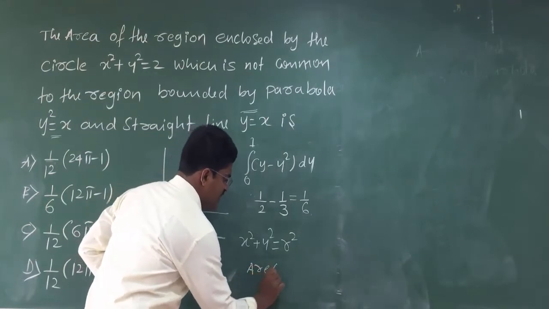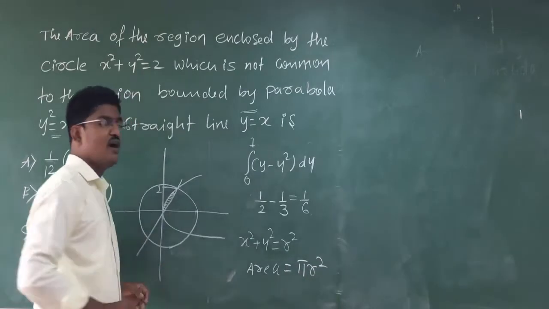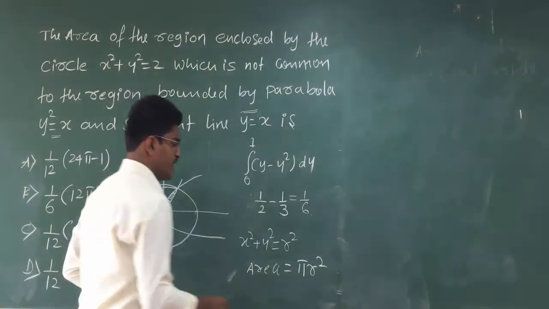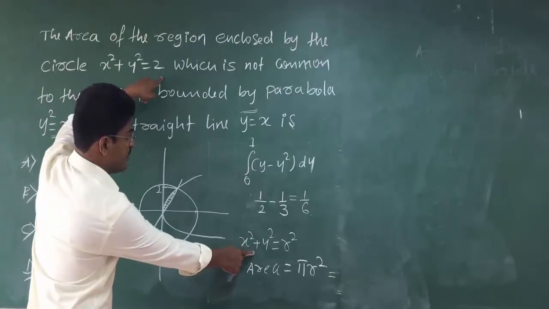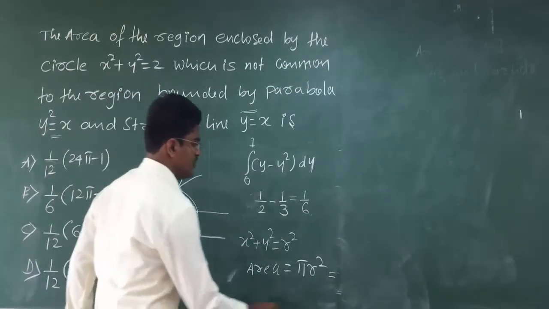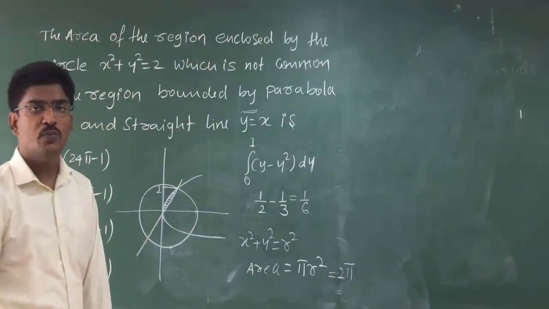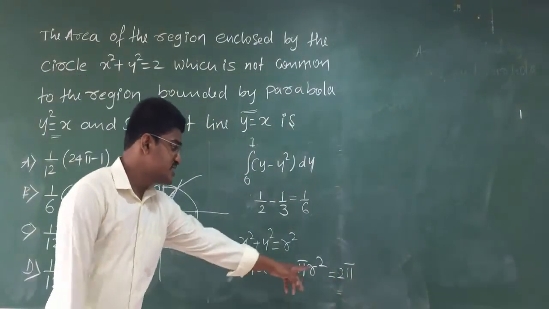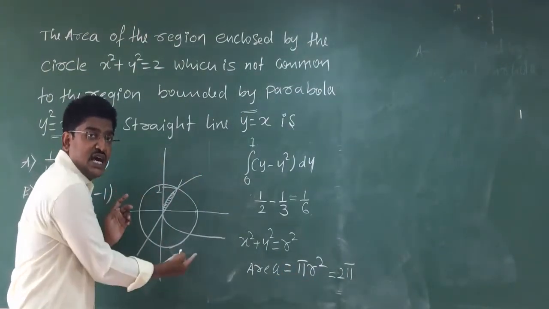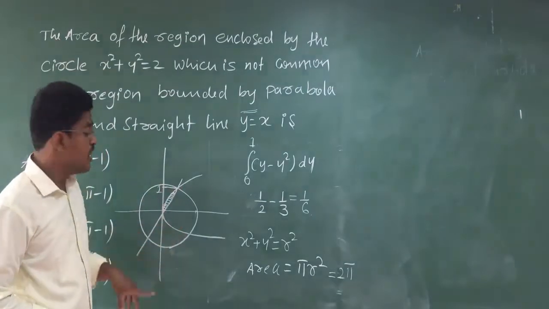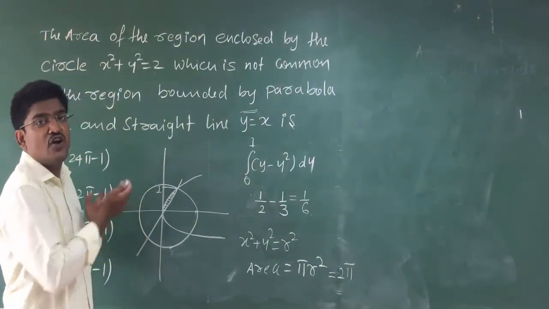Area of circle is equal to pi r square. Clear? From this equation, r square value is 2, so it will be 2 pi. So now this is the complete area bounded by the circle. From the complete area, if I subtract this, you will get the area which is not common.